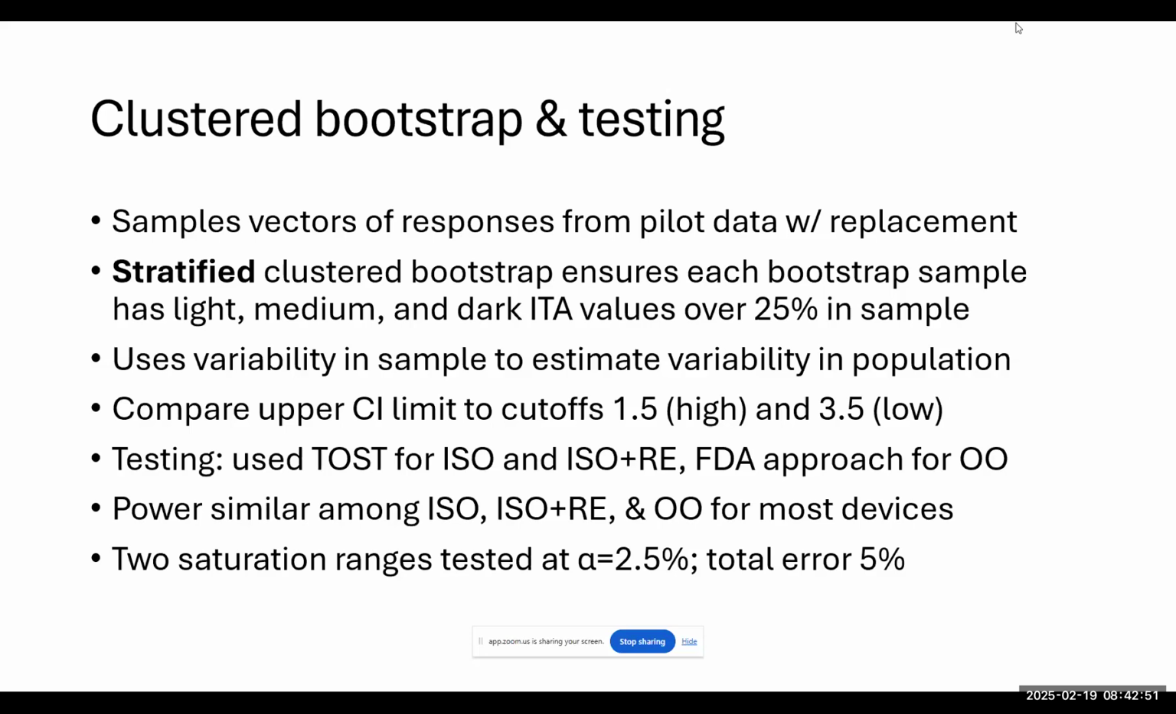That's probably the most conservative approach to go, but you could use something. These test statistics are going to be correlated, so there might be ways to improve the power using that as well. So these are the approaches. The second to the last bullet point is probably pretty important. The power was similar among simple ISO using these cutoffs, adding random effects to the ISO, and OpenOx symmetry. There were some differences, and we have some power curves for a handful of devices to show you. So you can keep going, David.